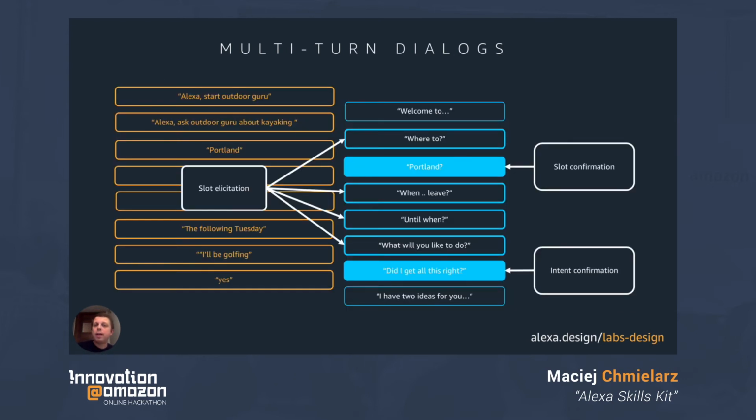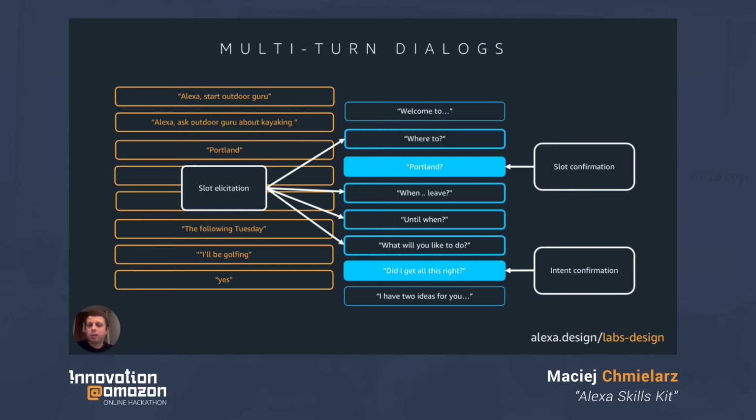So in this case, we have a few types of interactions in this whole dialogue. There are questions asked by Alexa that are basically slot elicitation. So Alexa is trying to elicit information from the user, for example, asking where they want to go, or when they want to leave, etc.